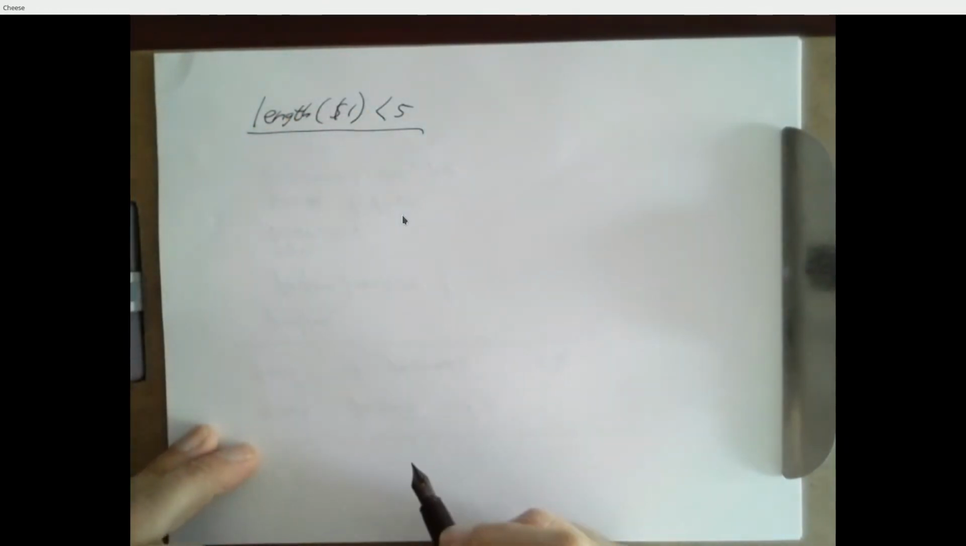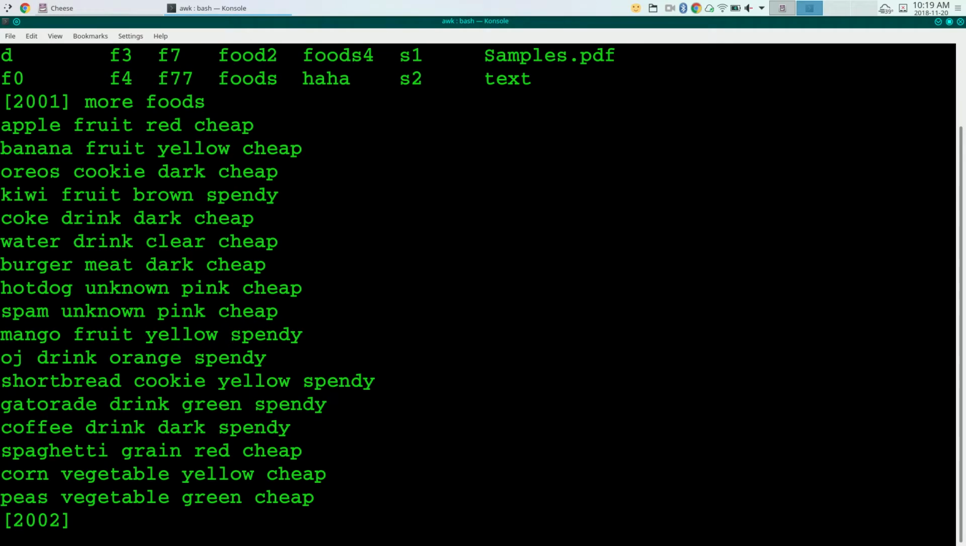And so this is going to be a program. Spam is on the piece? Yeah. That should be unknown also, I assume. Yeah, okay. And it's pink. Pink and cheap. Pink and cheap.